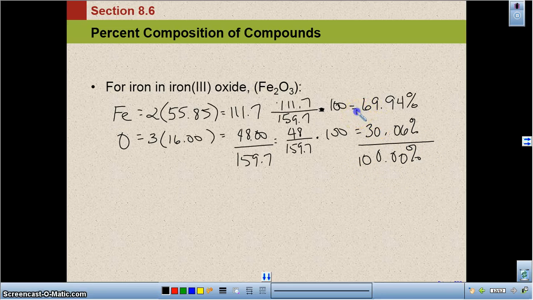So percent composition, we found the percent composition of iron in iron(III) oxide without much trouble at all. You're just taking what we've learned with finding the molar mass and taking it just a step further and changing it to percents.